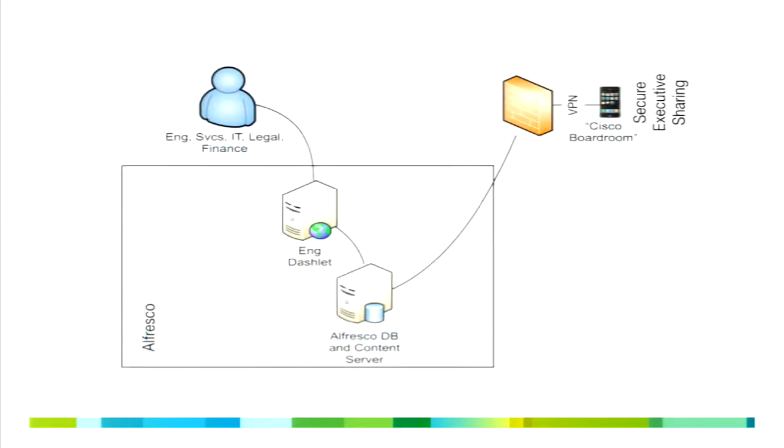So this one, again, they're using the same engineering dashlet for the content creators, but they have their own capabilities because of where the content is, and then they're able to publish that content out. I just named it last night, Cisco Boardroom, and then connecting over VPN through the firewall, they would be able to get into that content that is for those executives only.